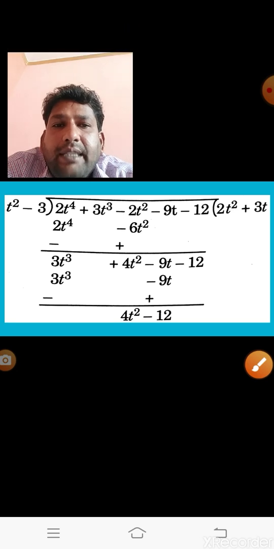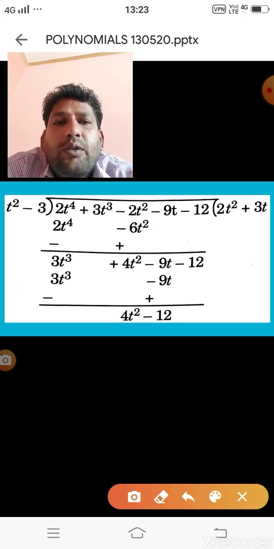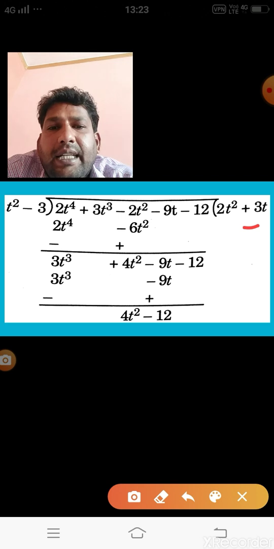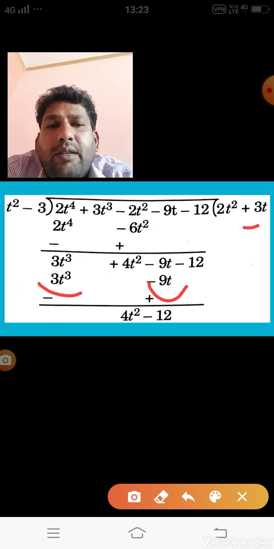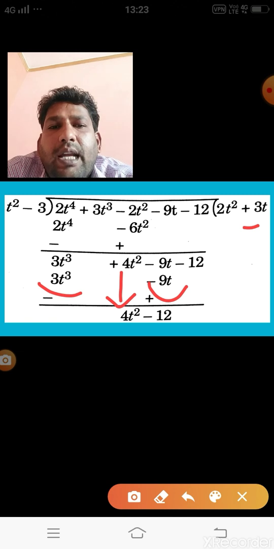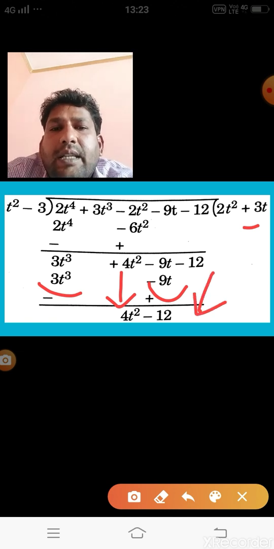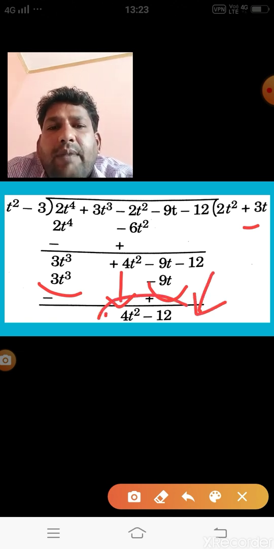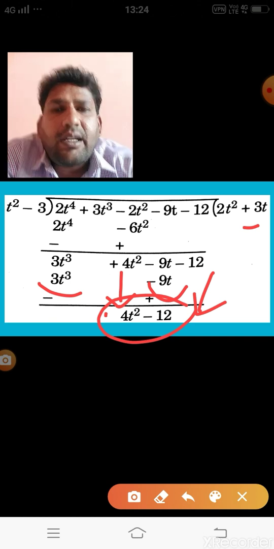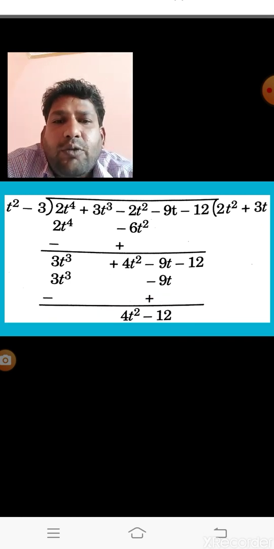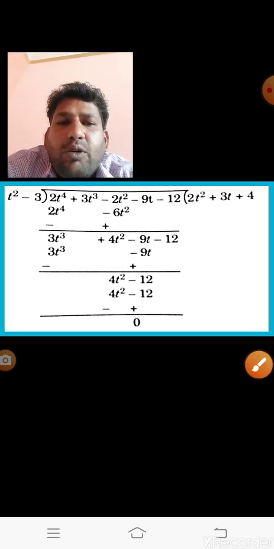Now if we take the quotient as 3t, then on multiplying we get 3t cube minus 9t. On solving, we get 4t square as it is and minus 12 as it is. Still we observe that the degree of the remainder is equal to the degree of the divisor. It is not less than the degree of the divisor, which means we still have to do the division. One more step we have to do.